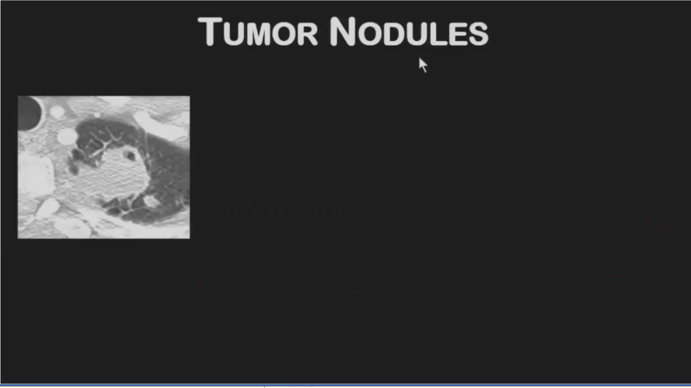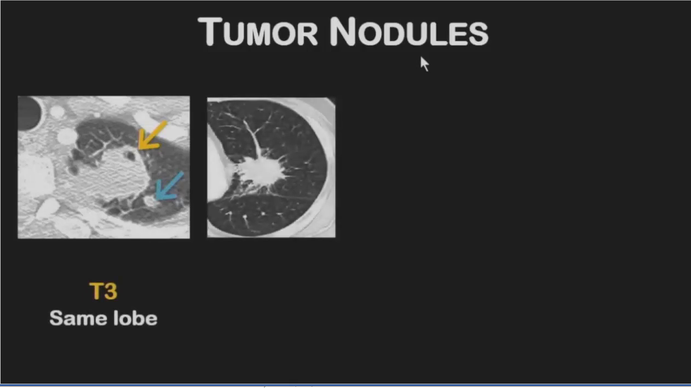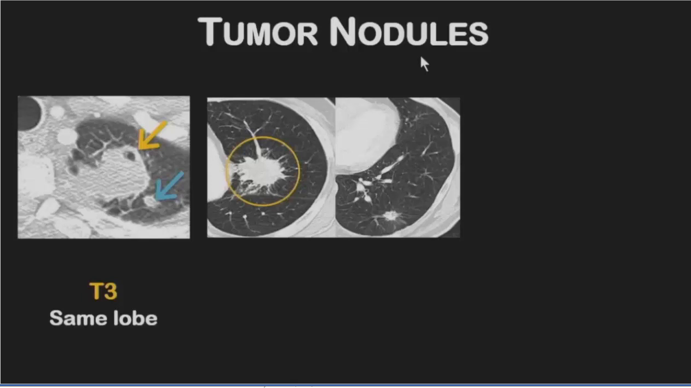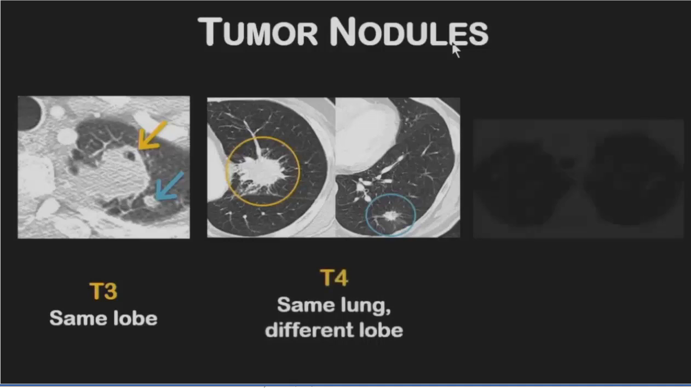Some changes were also made to tumor nodules. As we can see here in this example, we have a primary lung cancer in the left upper lobe and a tumor nodule within the same lobe, and this is T3 disease. We can see this other lung cancer in the left upper lobe here, but we have a tumor nodule that's located within the same lung but a different lobe in the left lower lobe, and this represents T4 disease.